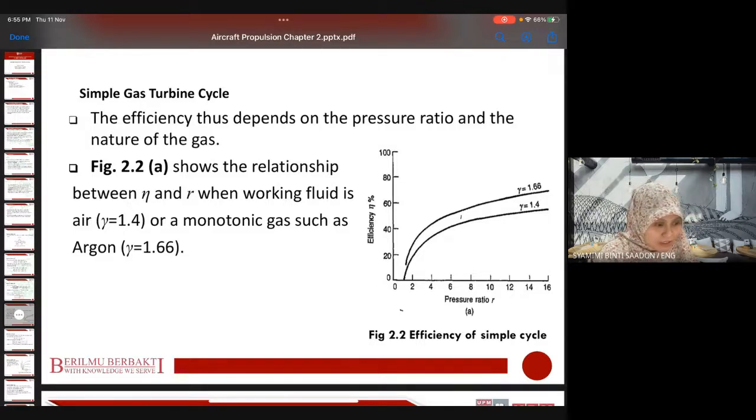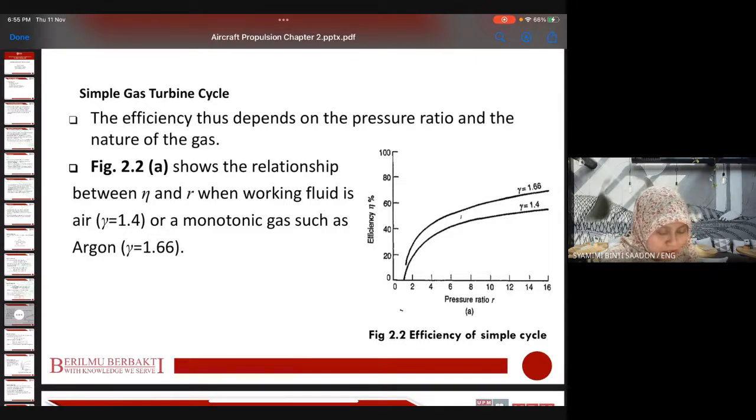So from the equation 2.1 just now, we sketch this figure, efficiency versus the pressure ratio, efficiency of a simple cycle. So we can see the relation between pressure ratio and the efficiency, the cycle performance. For example, gamma has a different value for a different fluid. Usually for air it is 1.4, for argon 1.66. So around 1 point something normally.